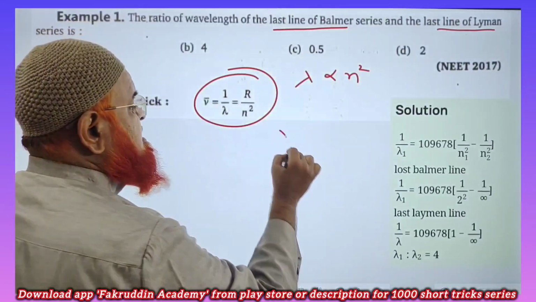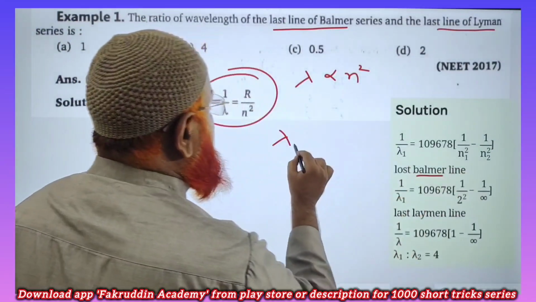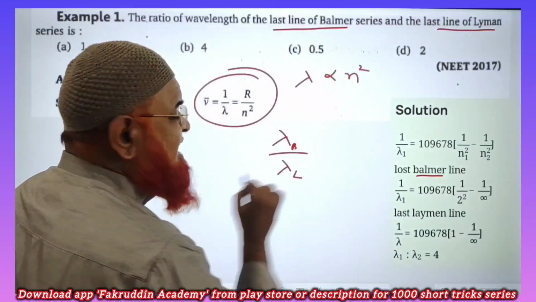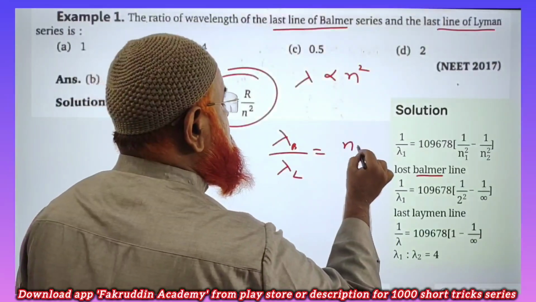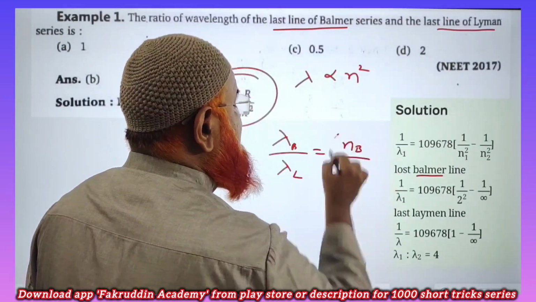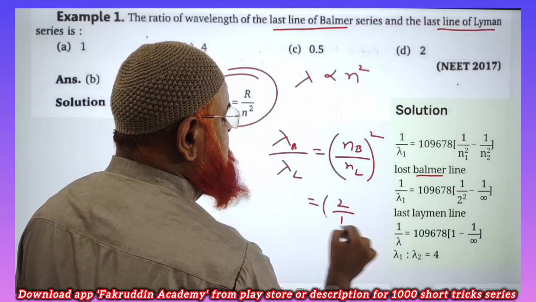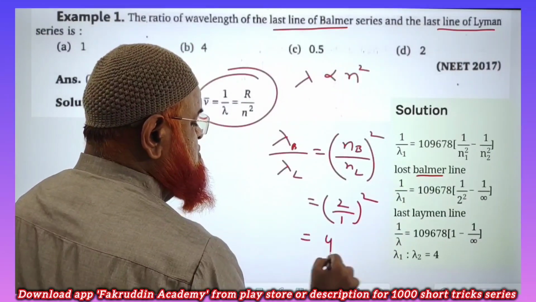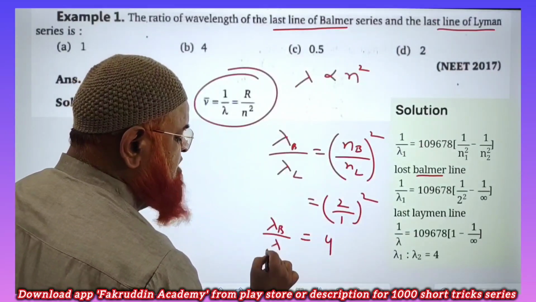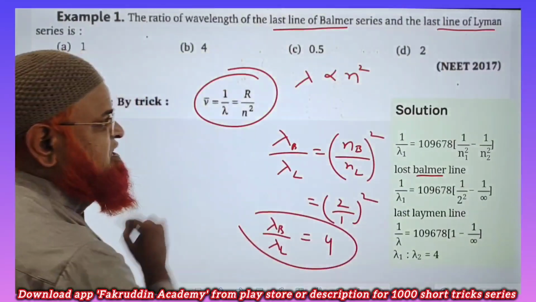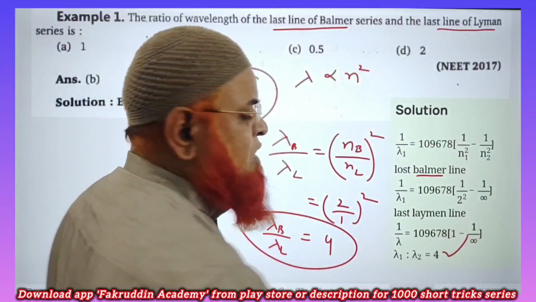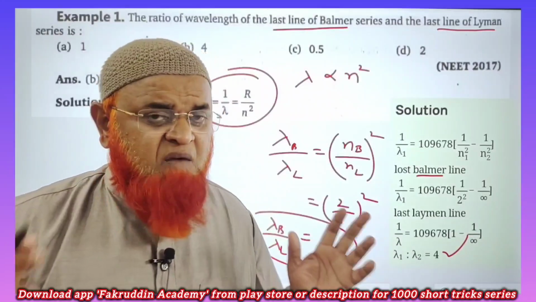Then we can use this relation and find that lambda is directly proportional to square of principal quantum number. That's it. So lambda Balmer by lambda Lyman is equal to n Balmer by n Lyman whole square. n Balmer is 2, n Lyman is 1, whole square. So 4. So the ratio of lambda Balmer to that of lambda Lyman is 4. Such a simple shortcut method it is.